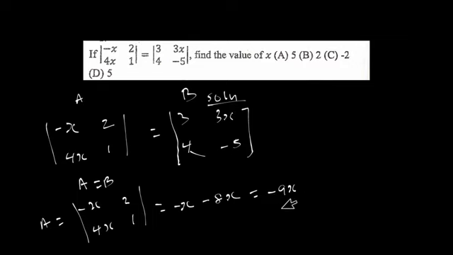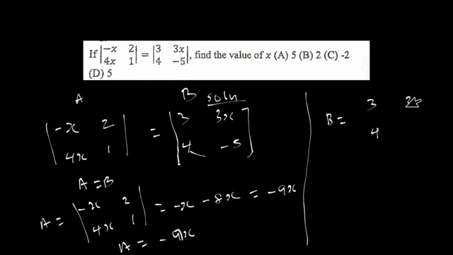Now I get it. So it means our matrix A is equal to minus 9s. Now let's find our matrix B. That is, matrix B is equal to 3, we have 4, we have 3 what? S, and we have minus 5. So let's solve it.